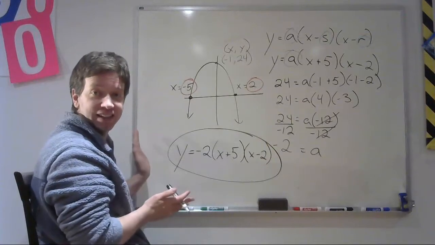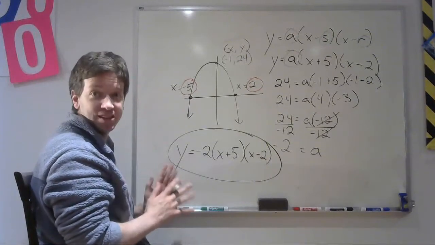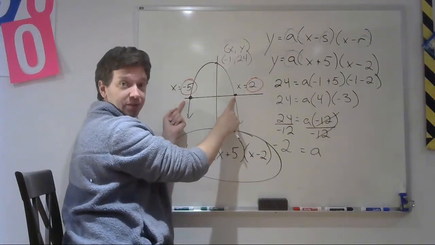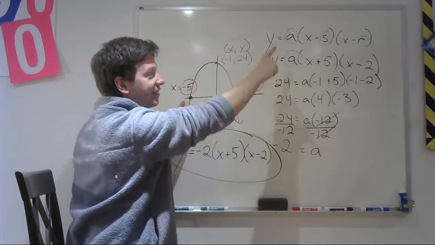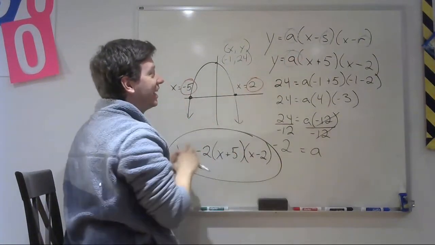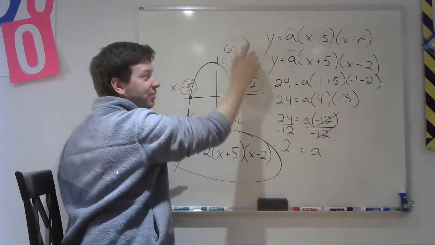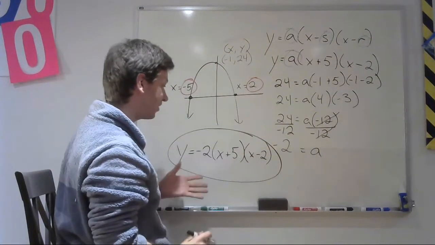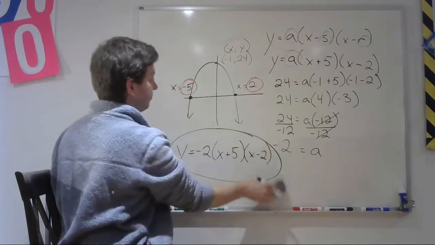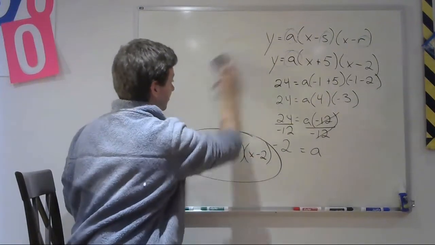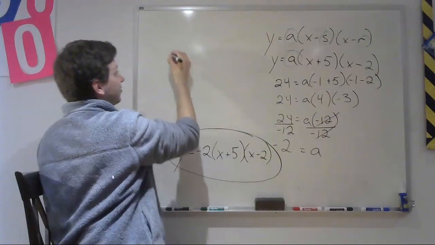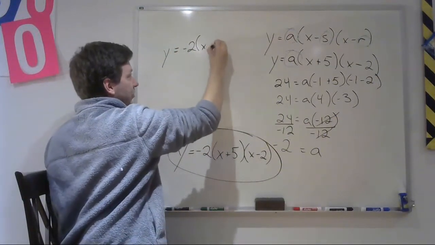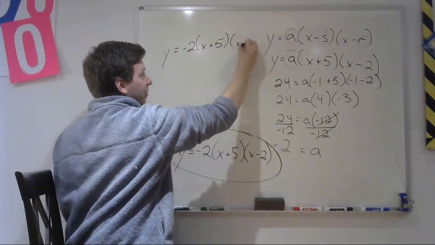I'm going to go over the second example, which we're going to use the same steps. The steps are to locate the x-intercepts, substitute those values into s and r, and then use any point on the graph to substitute into y and x to solve for a. Now the question does also say to expand into standard form. So let's just do that. Just rewrite this above. y equals -2 (x + 5)(x - 2).